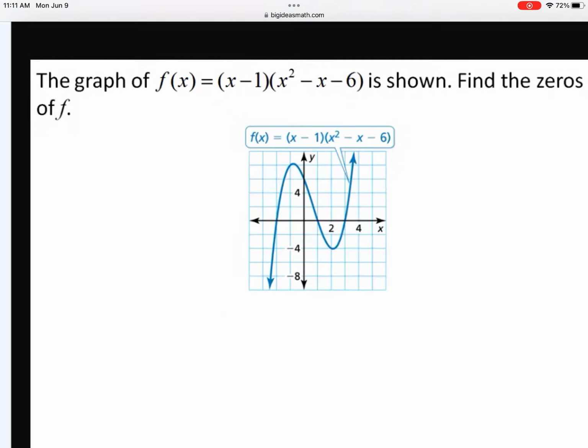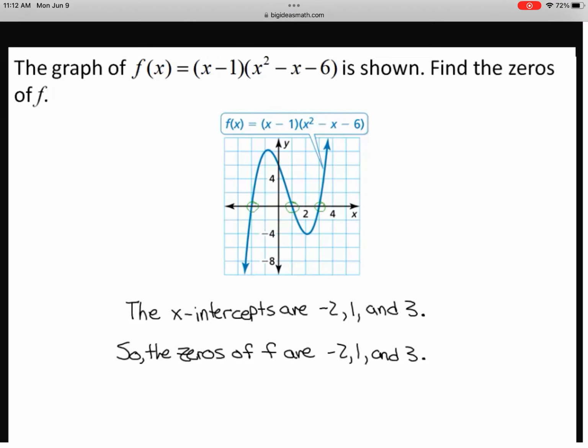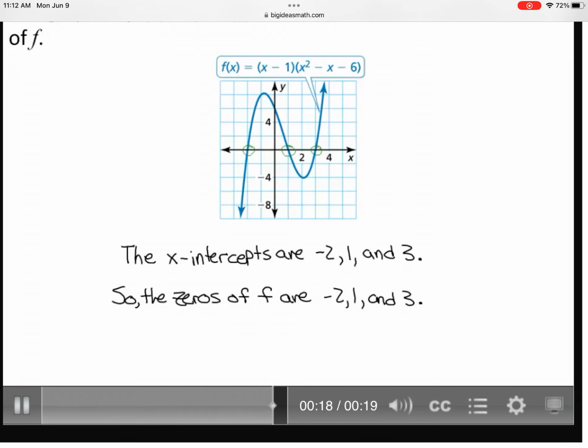The graph of f of x equals the quantity x minus 1 times the quantity x squared minus x minus 6 is shown. Find the zeros of f. From the graph, you can see that the x-intercepts are -2, 1, and 3. So the zeros of f are -2, 1, and 3.